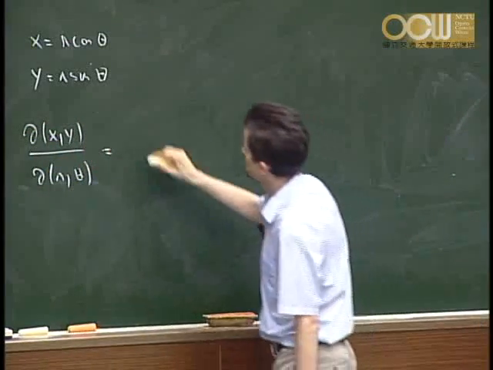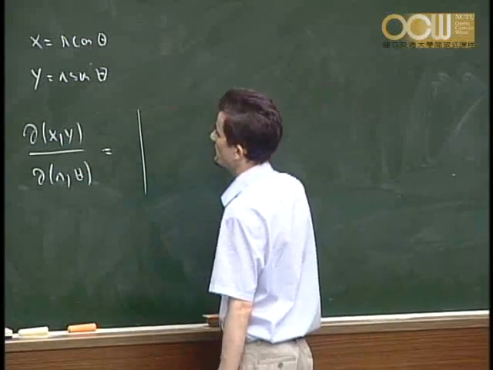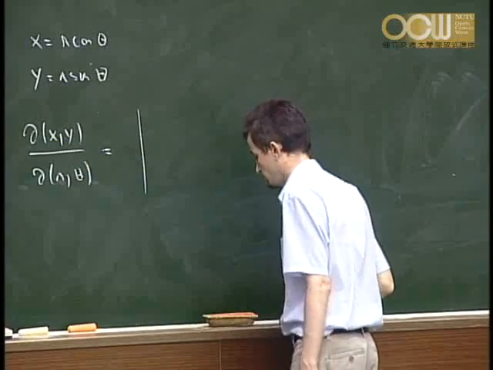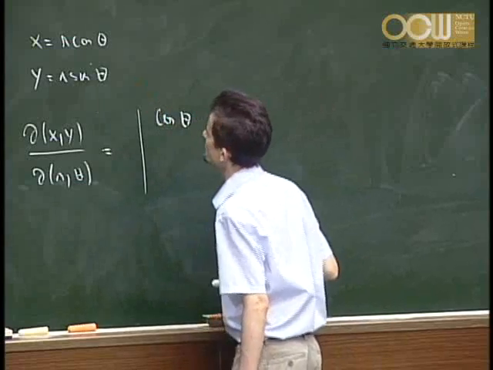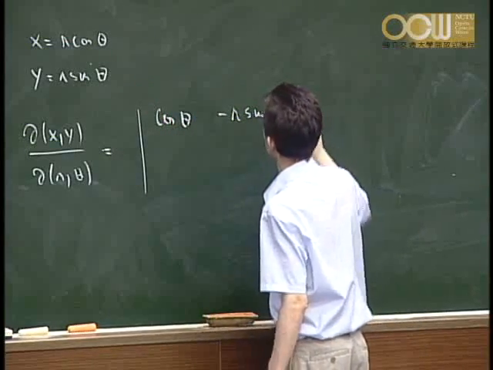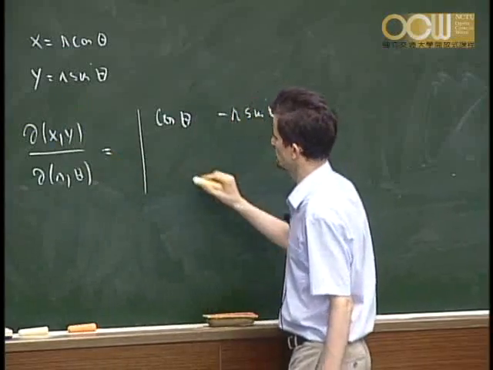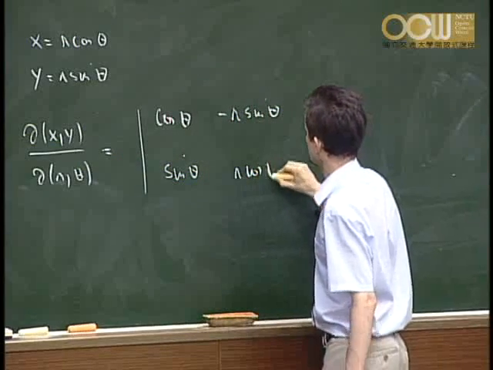Okay, so the Jacobian is the determinant where the first row is the partial derivatives of x with respect to the new variables. With respect to r it is the cosine of theta. With respect to theta it is minus r times the sine of theta. Then the second row is y with respect to all coordinates. So here you have sine of theta, and here you have r times the cosine of theta.